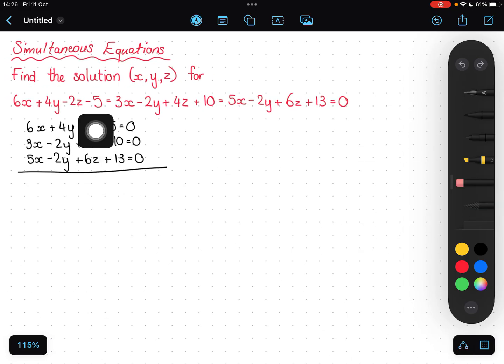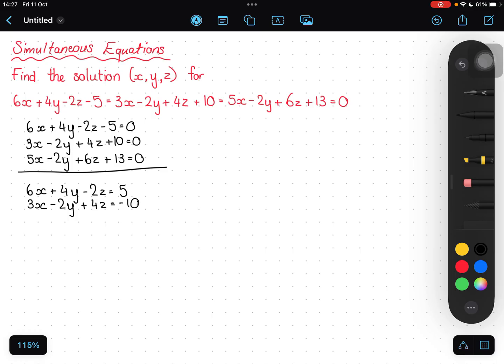If you're more used to having the constant on the other side of the equals, you can absolutely rearrange these before we start. So if you want to, you can rewrite them as 6x plus 4y minus 2z is equal to 5. 3x minus 2y plus 4z is equal to minus 10. And 5x minus 2y plus 6z is equal to minus 13.